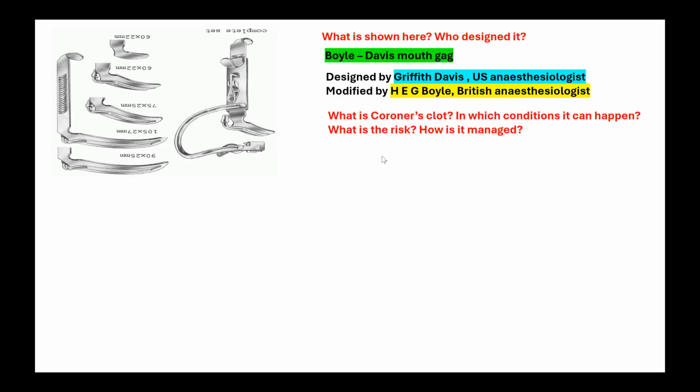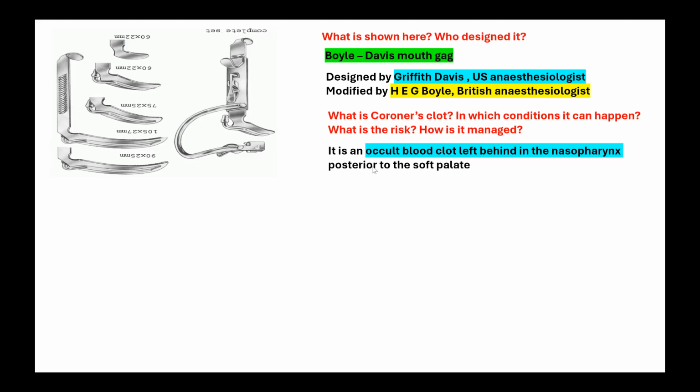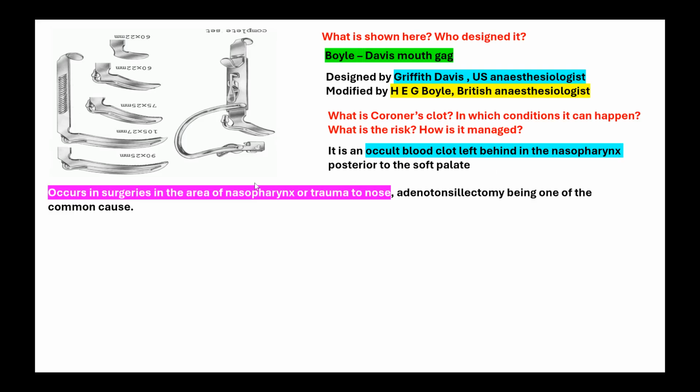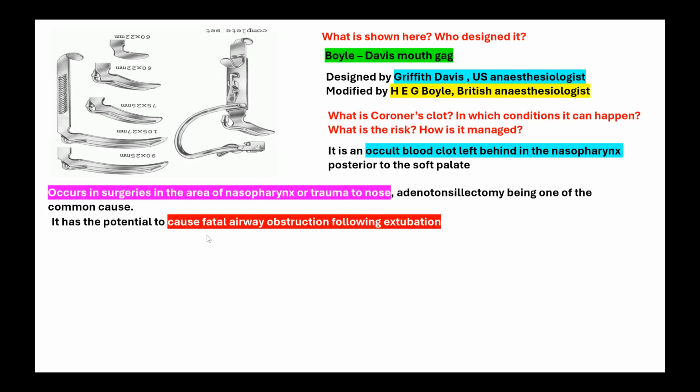It happens, it's a normal clotting mechanism. So it is an occult blood clot left behind in the nasopharynx, posterior to the soft palate. So the surgeon misses to remove that properly. It occurs in surgeries in the area of the nasopharynx or when there is trauma to the nose. Adenotonsillectomy is the most common cause for this clot to occur in the nasopharynx. It may cause a potential airway obstruction if you have not removed this clot before extubation properly. This can come as a block and obstruct the glottic opening.